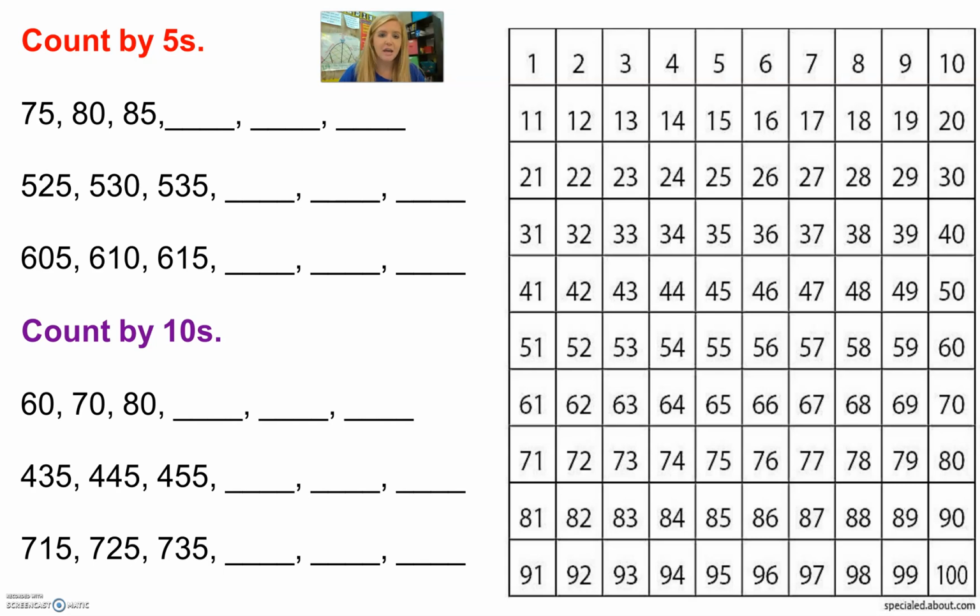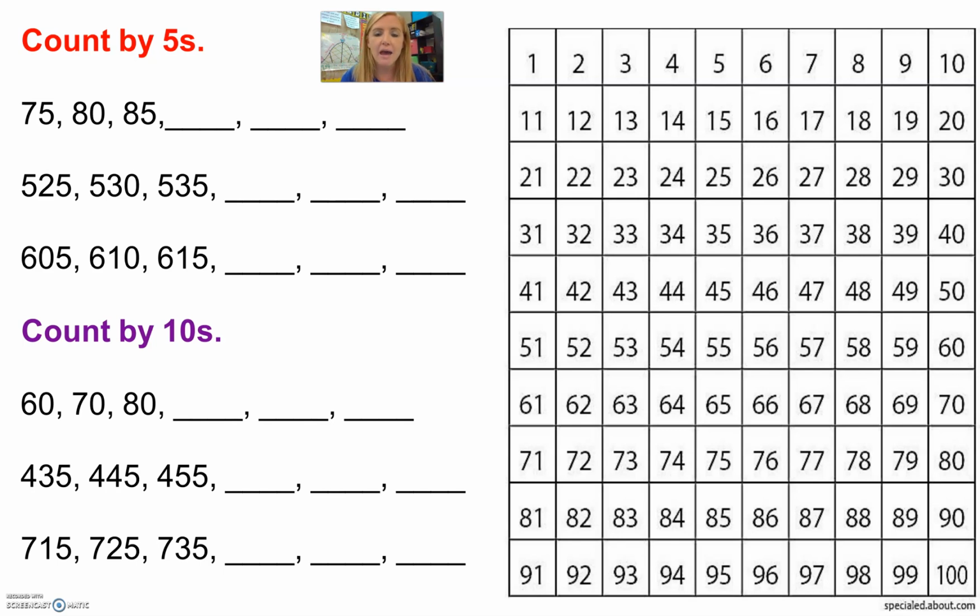Now, yesterday and the day before, we started practicing finishing skip counting by fives in sequences. And I showed you the trick to using the hundreds chart, okay? So we're going to review that today. And then I'm going to show you another trick of using the hundreds chart to skip count by tens, and I'm going to show you the pattern that you can use. So let's start with reviewing our fives, okay?